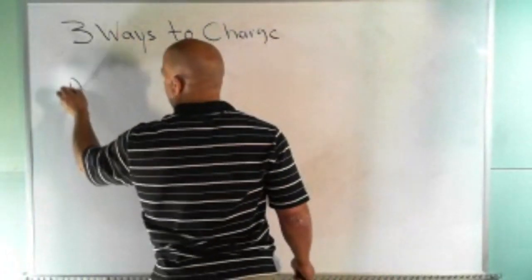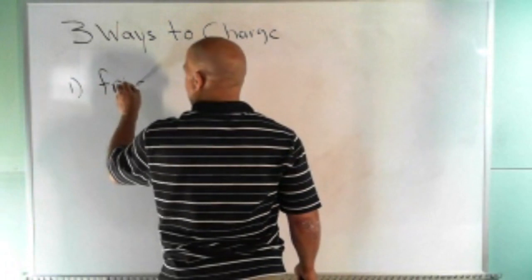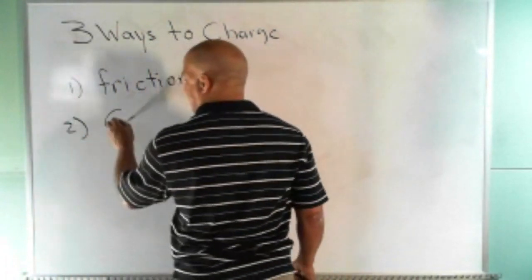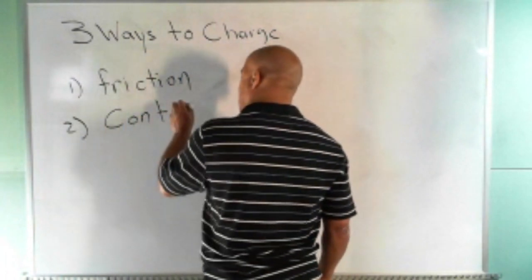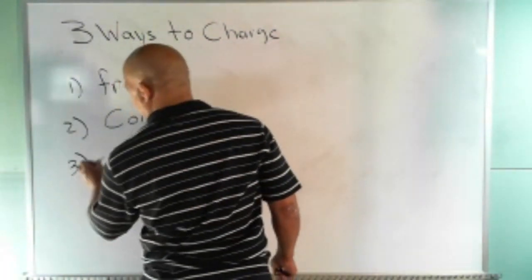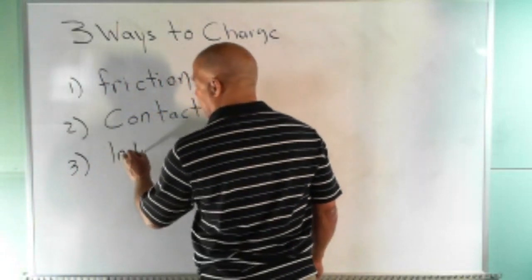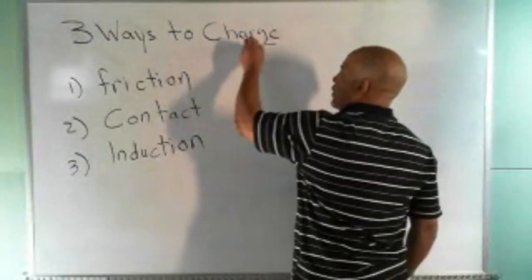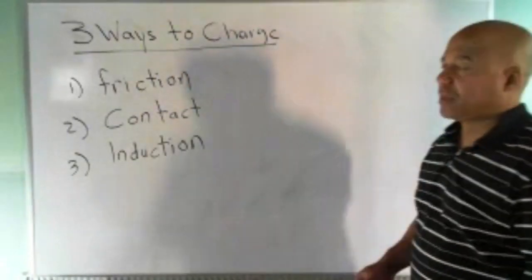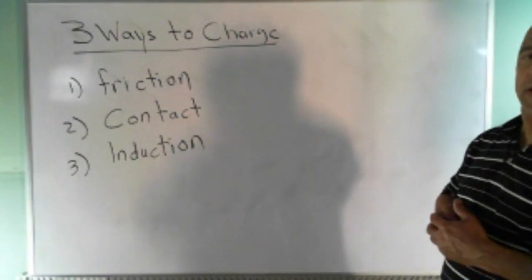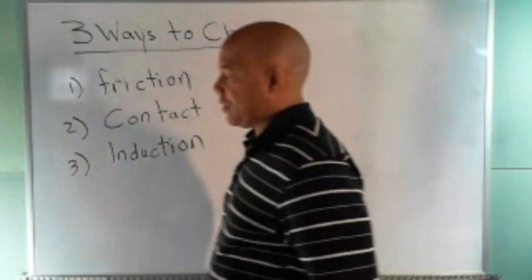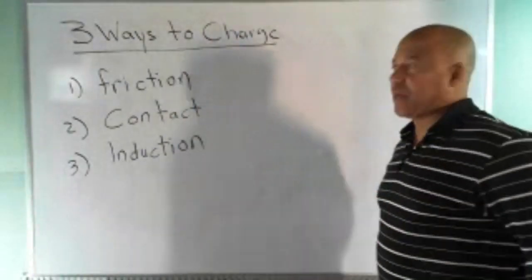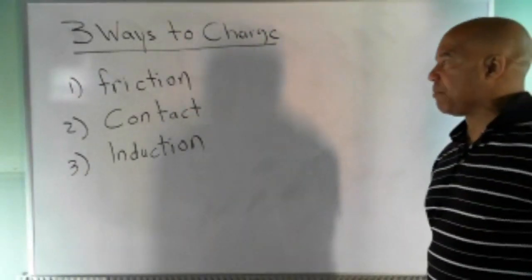One is friction. 2, by contact. And then the last way is called induction. You can charge an object by friction, contact, and induction. These are 3 ways to move electrons from one place to another, from one region to another, so that I end up with a charged region. So let's talk about each of these and give you an example.